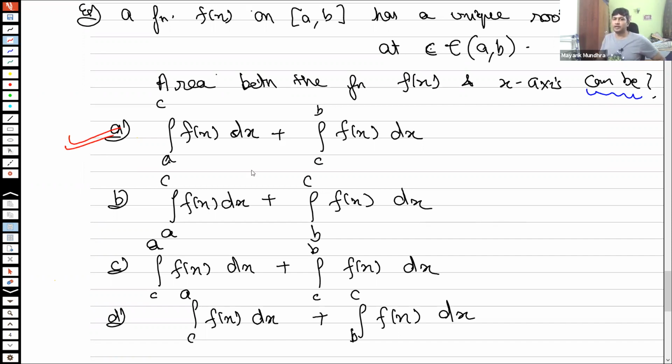Can you, in your head, construct a function f of x on A to B which satisfies this unique root property for which one or more of these hold? So just look at option A and think of some function f of x for which the total area would be given by this.